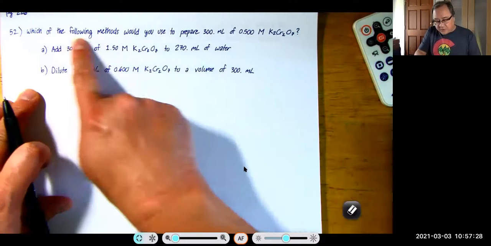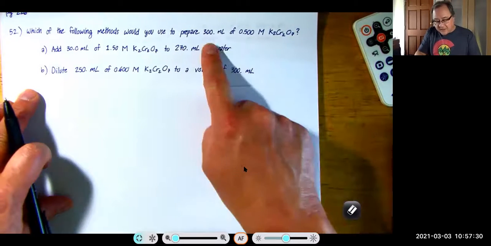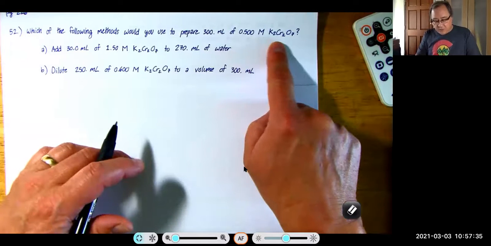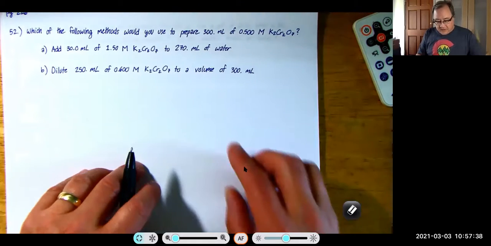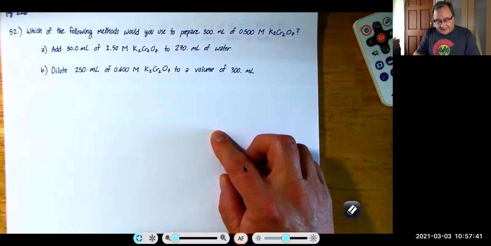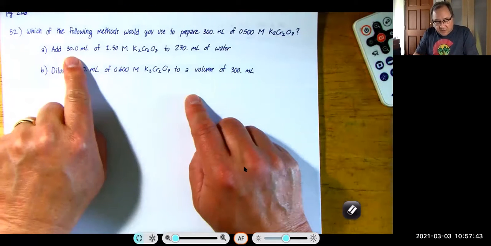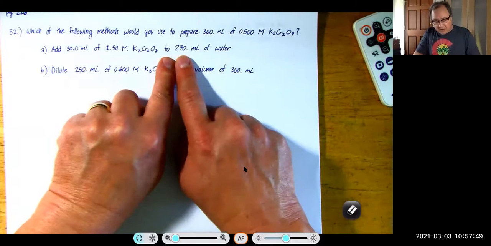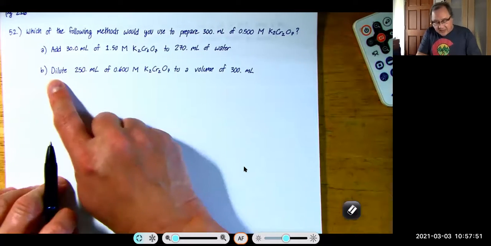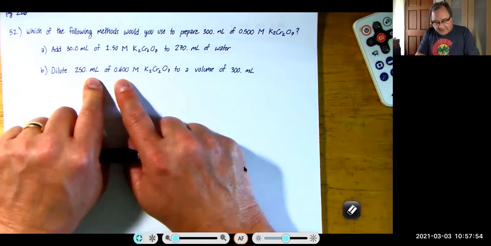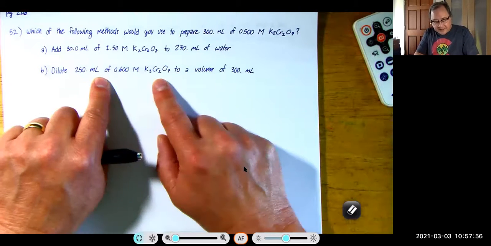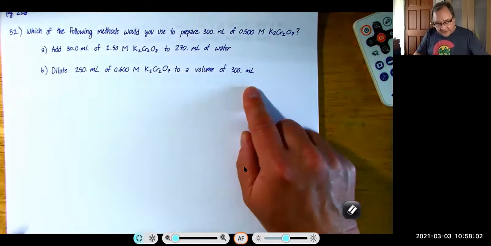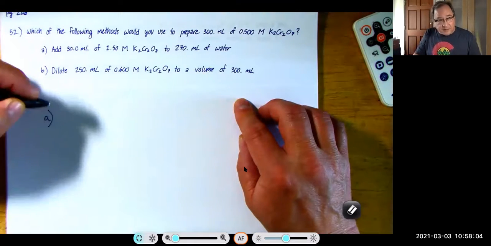Okay, which of the following methods would you use to prepare 300 milliliters of 0.500 molar potassium dichromate? This says add 30 milliliters of 1.50 molar potassium dichromate to 270 milliliters of water. And this says dilute 250 milliliters of 0.600 molar potassium dichromate to a volume of 300. So let's see what concentrations we would get both ways, okay?